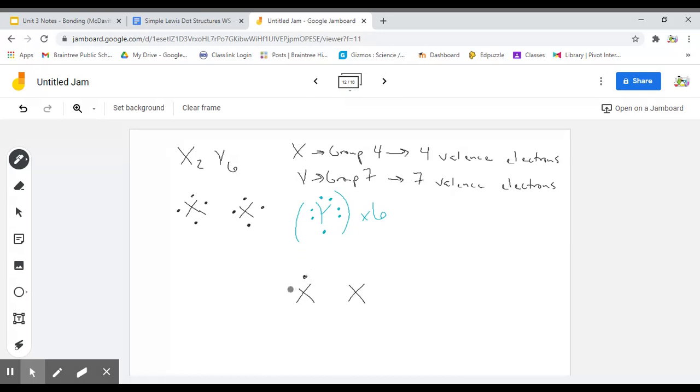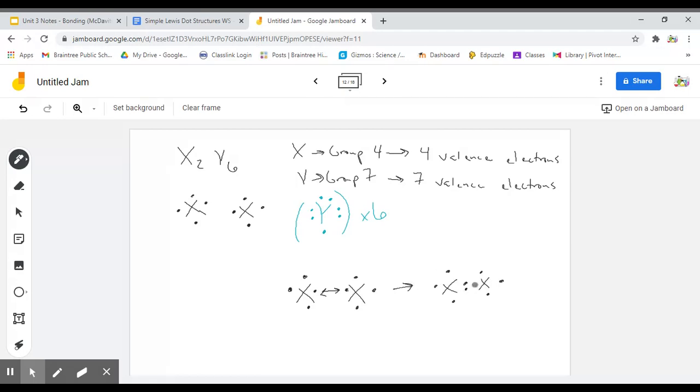Again, we want to draw in what we have. Each of these X's has 4 valence electrons. Since we have 2 of them and they're both in the middle, we're going to hook them together, right here. What that gives us is this: we have 2 X's connected, and we still have 3 valence electrons on each of them that act as single electrons.